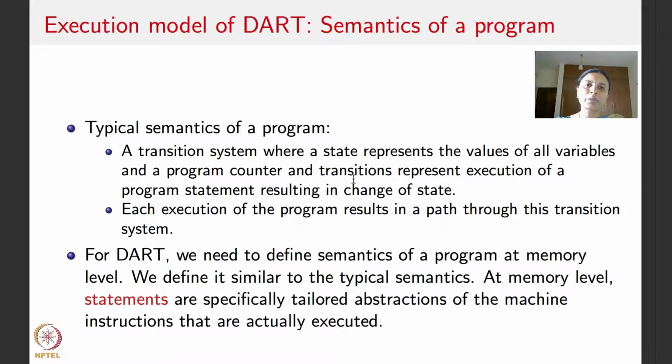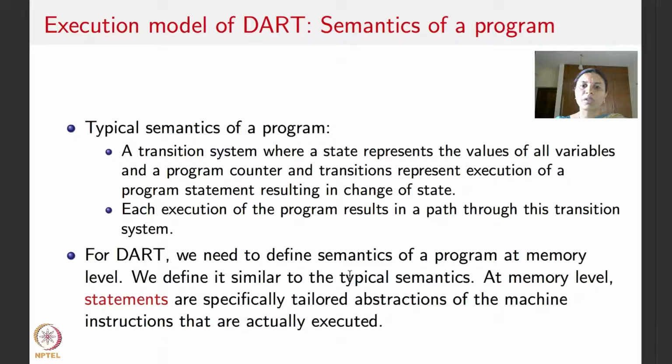One statement executes, and a transition tells you how one state changes to another state, which value of a variable changes to which other value. So each execution of a program results in a path through this transition system. But please remember, because we are working with DART, and DART needs to both concretely and symbolically execute a program, we need to define the semantics of a program at the level of a memory.